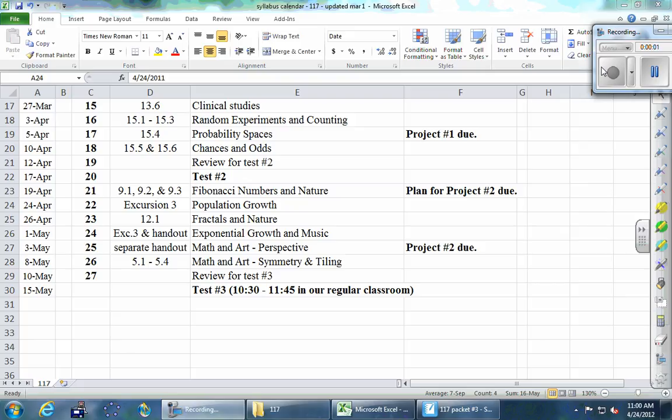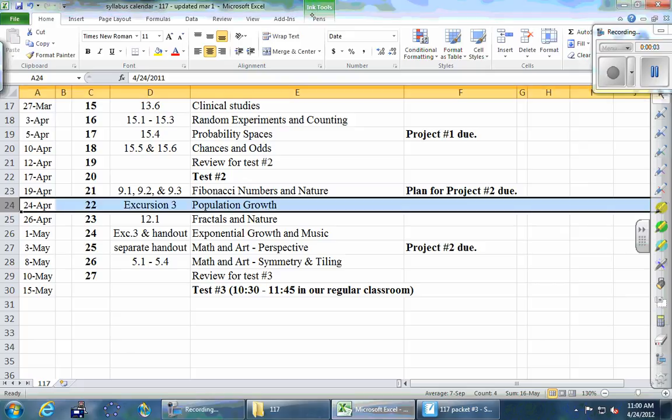Good morning. Again, we start on page 9 today. Our quick look at the calendar. Last class, the plan for project number 2 was due. I got a lot of plans, but I didn't get all the plans. So if you have not turned in a plan yet, ASAP.